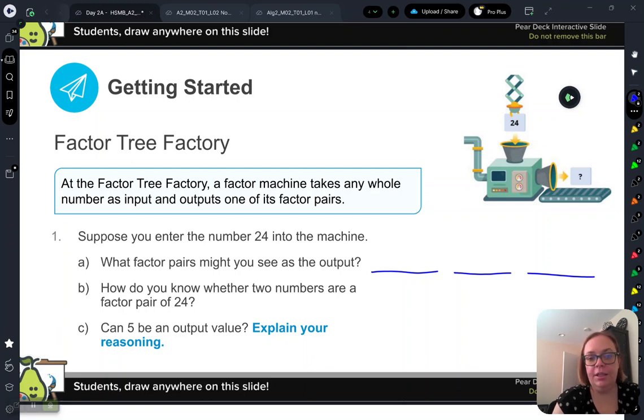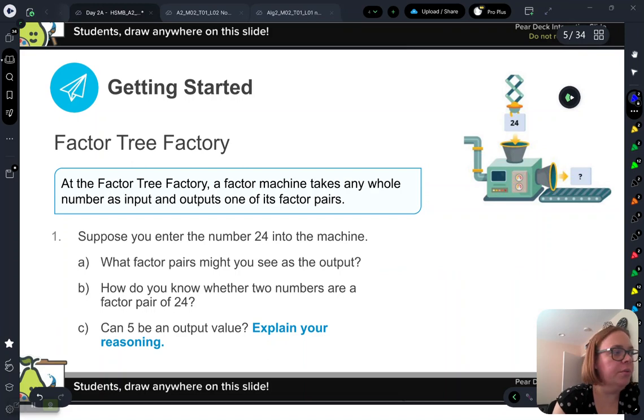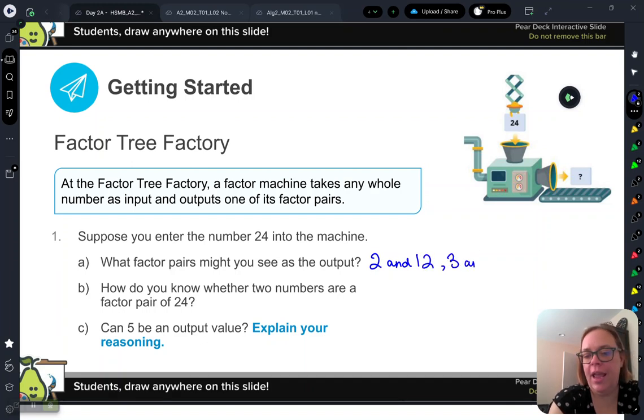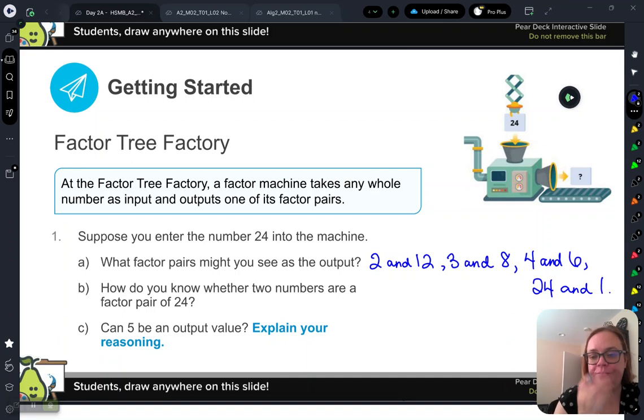Okay, let's see if you came up with all of them, because there's quite a few. Now there's 1, 2, 3, 4. So you may have come up with 2 and 12. We've got 3 and 8. 4 and 6. And there's one more. Everybody forgets this one. 24 and 1.